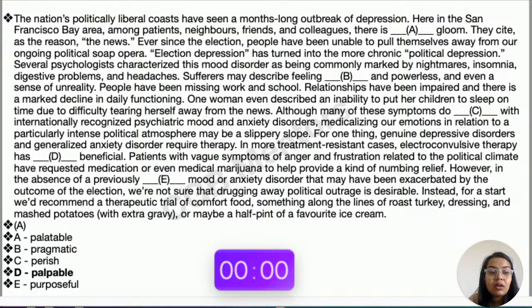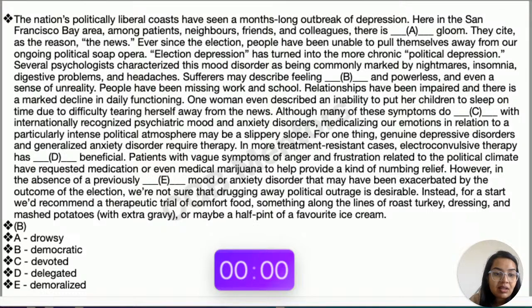So if a person's personality is a pragmatic personality, that means the person is down to earth, sensible, logical, thinks practically, a practical person. Other than that, I don't think there is any other word that could confuse you.